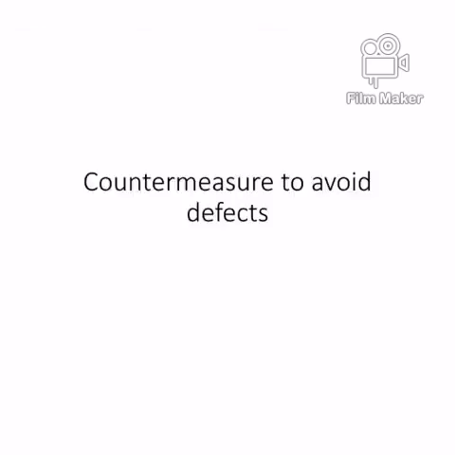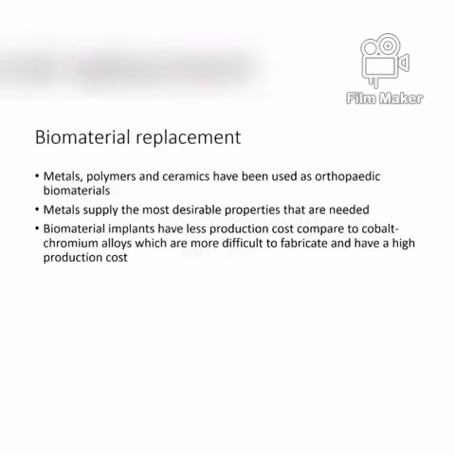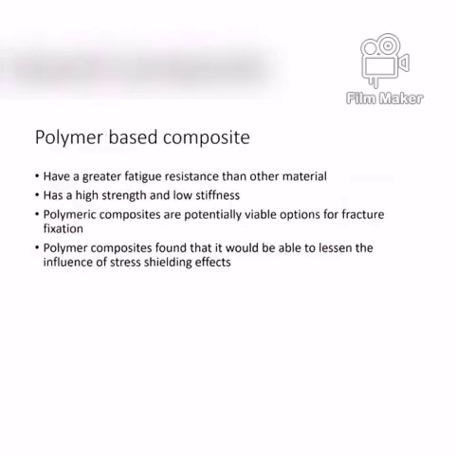So, what are the countermeasures to avoid this defect? It is by using biomaterial replacements. Metals, polymers, and ceramics can be used as orthopedic biomaterials, as these biomaterials have a lower production cost compared to cobalt chromium alloy or titanium alloy, which are much more difficult to fabricate and have a higher production cost. Polymer-based composites have greater fatigue resistance than other materials, and also have high strength and low stiffness.